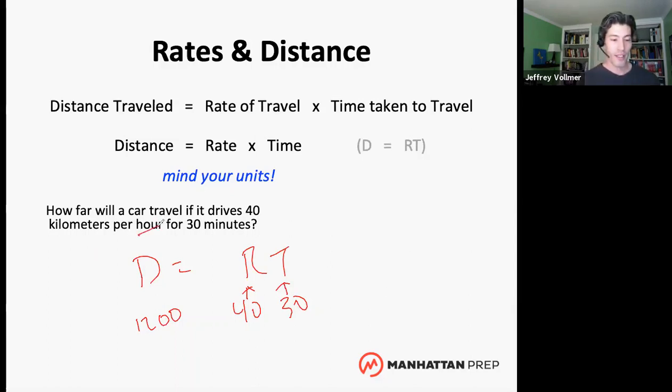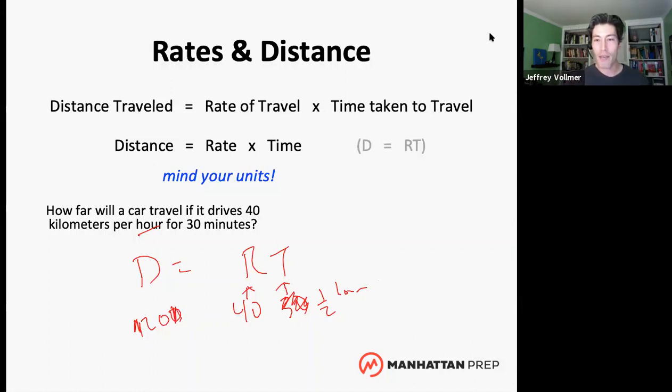And the other one, the time, is not given in hours, it's given in minutes. So we're going to have to make sure that we get our units aligned and convert 30 minutes to hours, or half of an hour. And now it should make more sense. So instead of 30 minutes, we're going to have half of an hour. And now the units should work out. And we're just down to 20 kilometers.